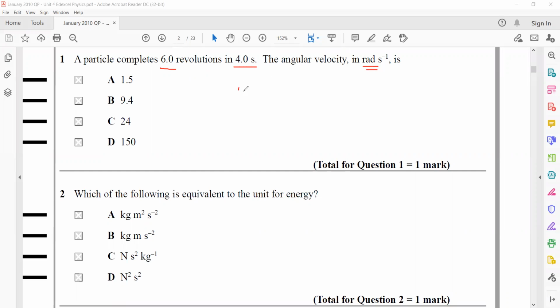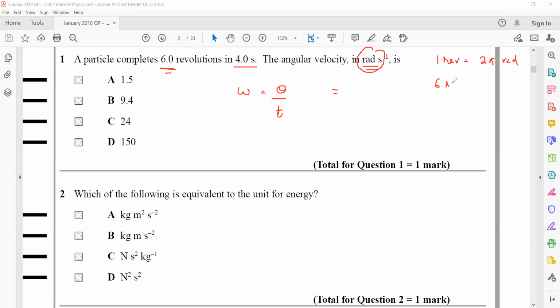Basically, angular velocity is denoted by omega, which is equal to theta divided by time. So it is completing 6 revolutions in 4 seconds. But the final answer we need is in radian per second, so we have to convert this revolution first into radian. And we know one revolution is equal to 2 pi radian or 360 degrees.